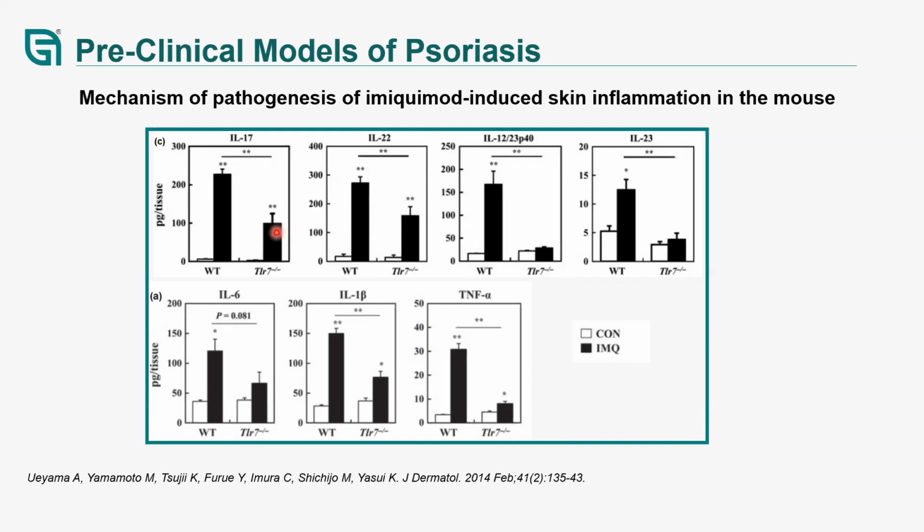The involvement of IL-17 and IL-23 is observed in human psoriasis, indicating that this mouse accurately models human disease and can be used in the evaluation of therapeutics targeting IL-23, IL-17, and psoriasis treatment.